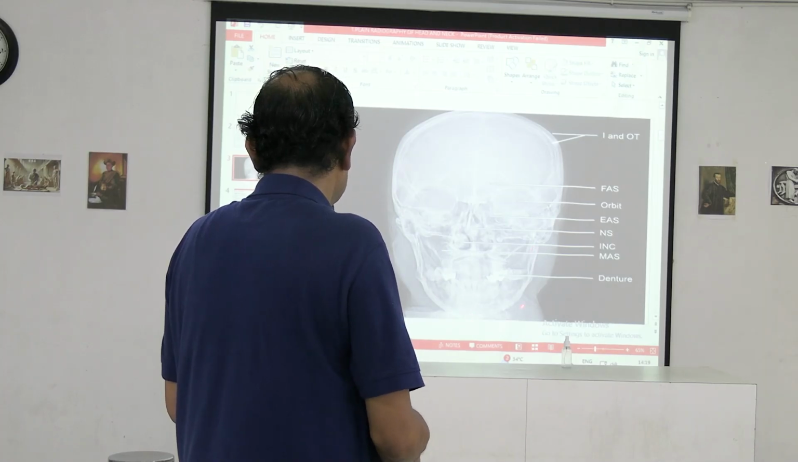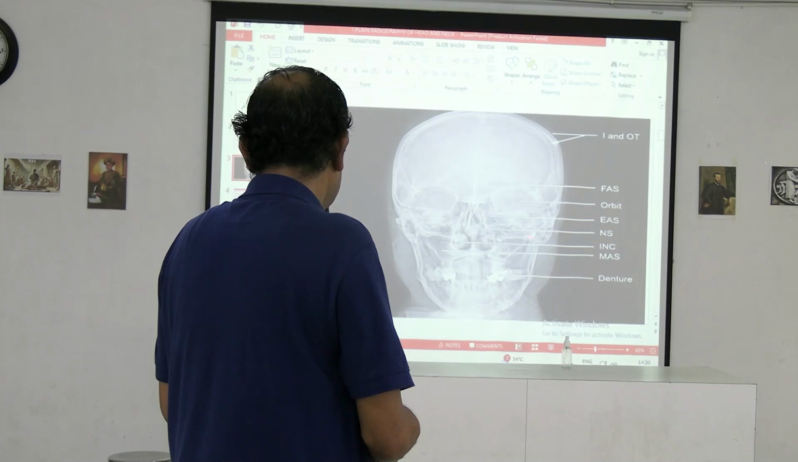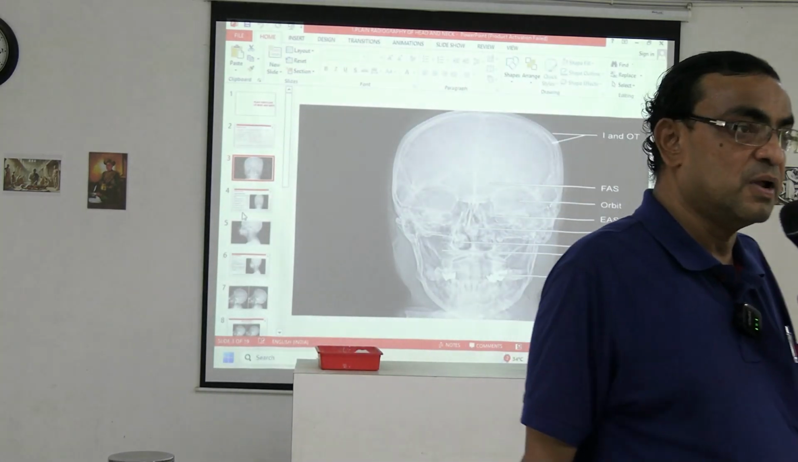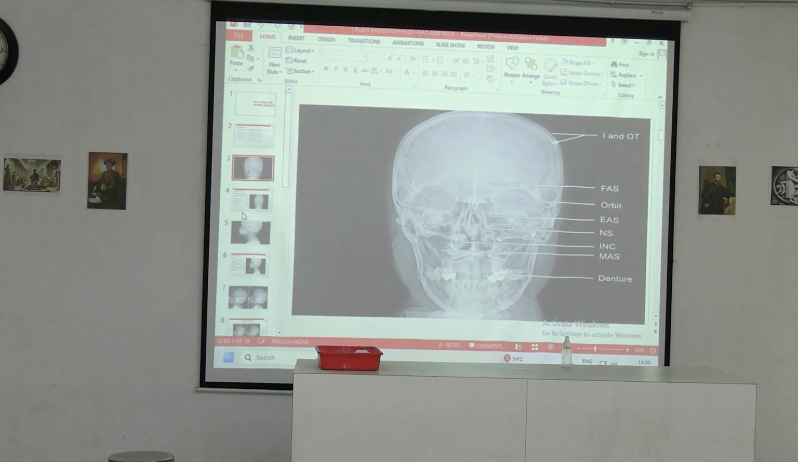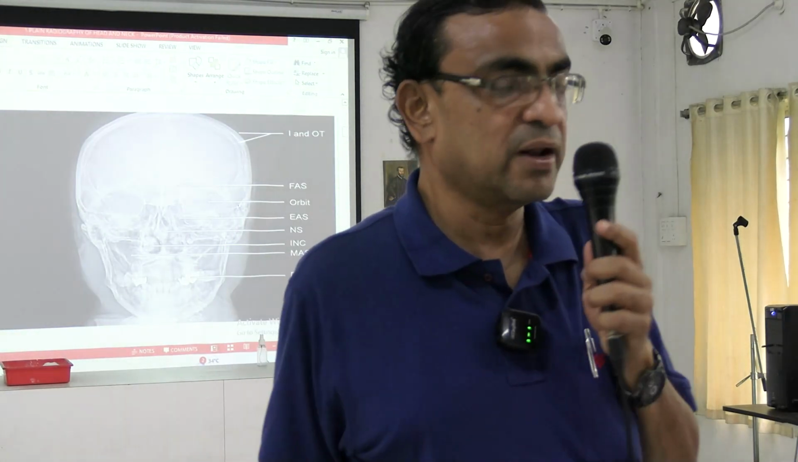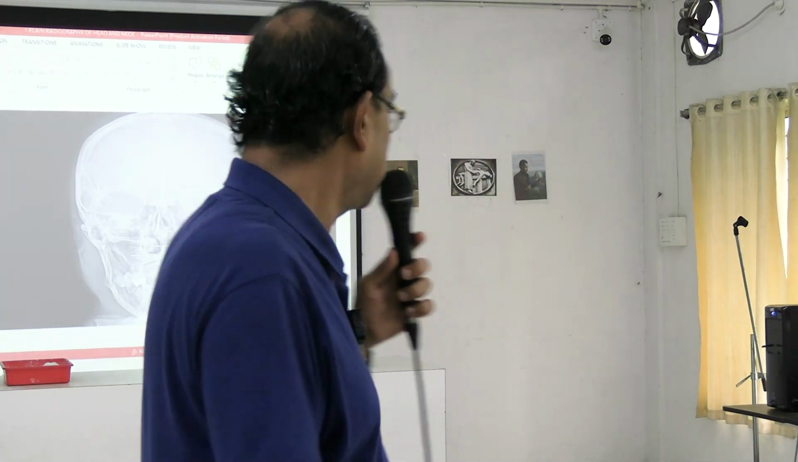Symphysis menti, we can see the base of the mandible, ramus of the mandible, and ultimately the condylar process. So here we can expect the level of temporomandibular joint. But with PA view we cannot comment. Okay, we should not comment.